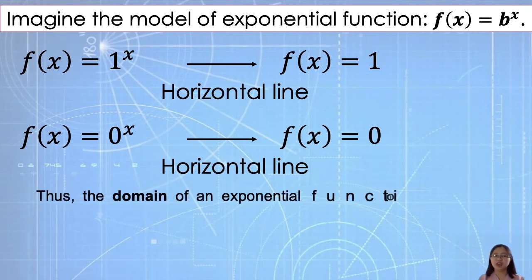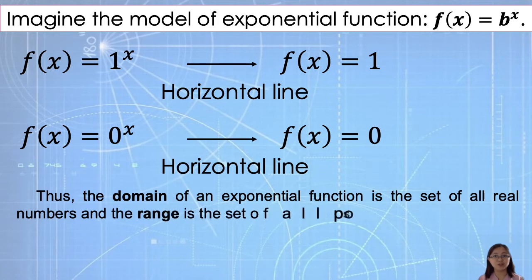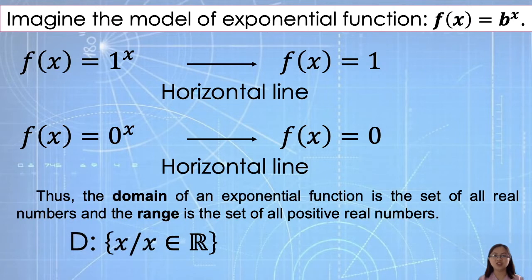We have a real number, but it will just result in a horizontal line. Thus, we could now say that the domain of an exponential function is the set of all real numbers, and the range is the set of all positive numbers. We could substitute any value to x, but for the dependent variable y, or the range, it will just be positive real numbers. We could also write it in set notation. D is the set of all x such that x is an element of the real numbers, while for the range, it's the set of all y such that y is greater than 0.